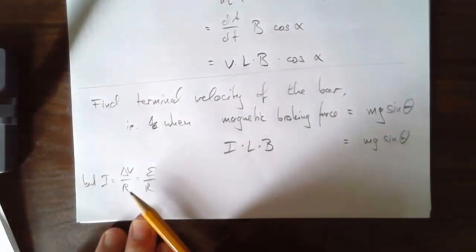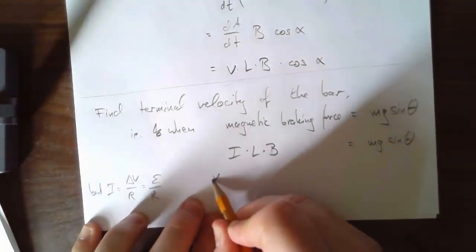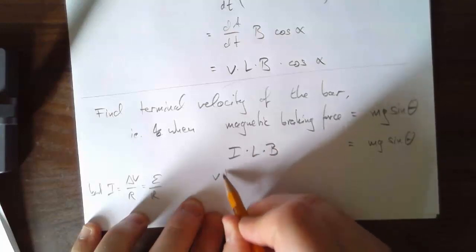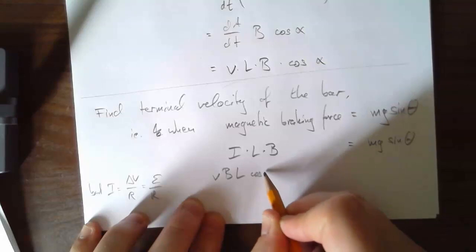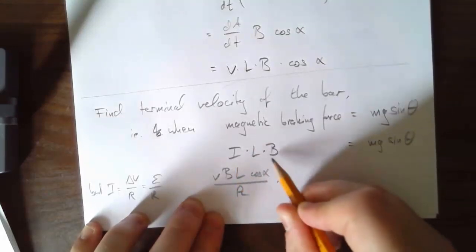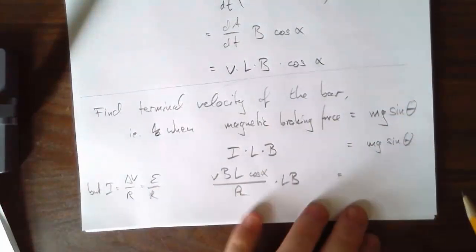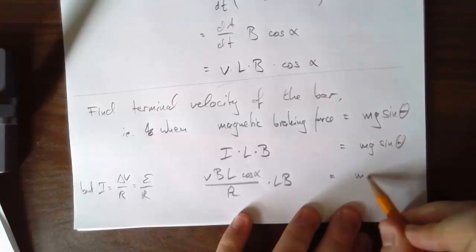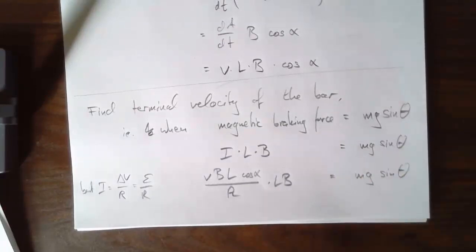So let's come back to this. I is this, right? And we know what this is. This is vLB cosine alpha. So I've got v, the speed, B, L, cosine alpha over R. This was just I, now times L and B again, right? That is equal to mg sine theta.